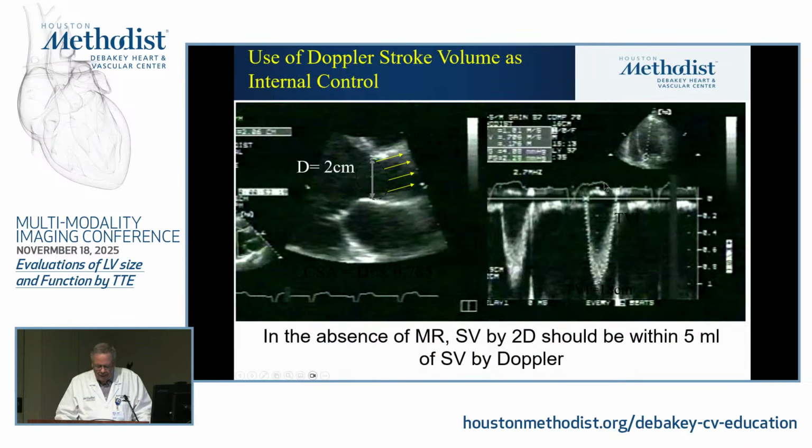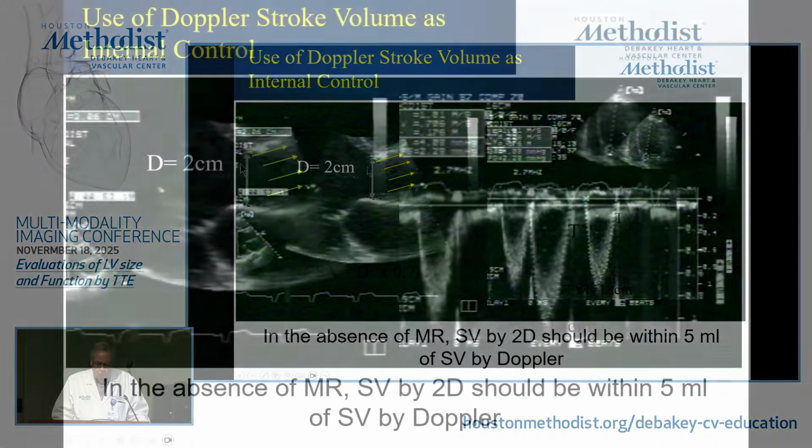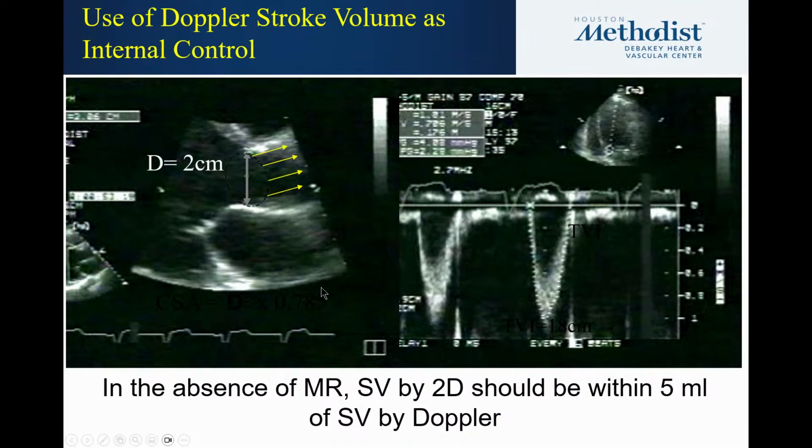Okay. Now, one trick, if you don't have significant MR, is to compare the stroke volume that you get from your measurements with the stroke volume you get with the Doppler technique. And they both should be within 5 or 6 ml. So if you get 65 cc's in one and 70 on the other one, you're okay. But if you get 65 and 80 on another one, one of the two is not right, and that forces you to go back and think through it and recheck things.